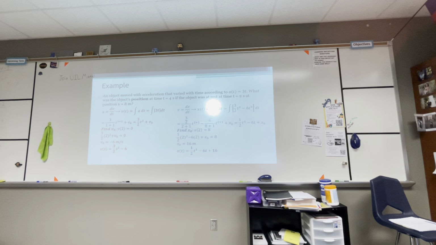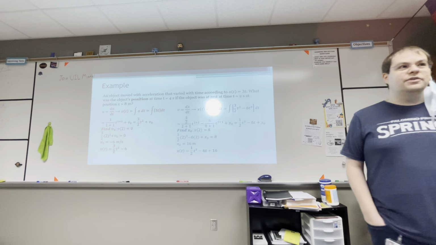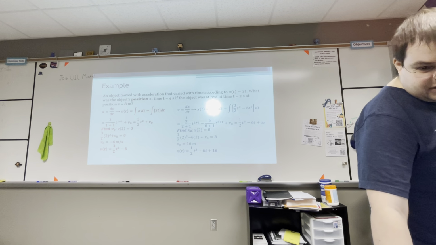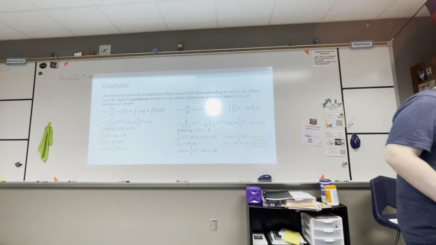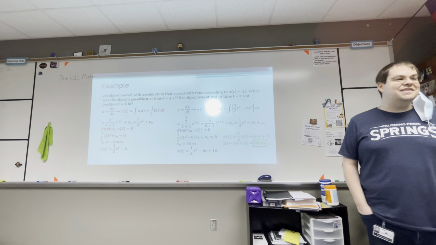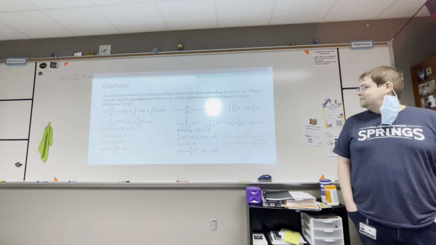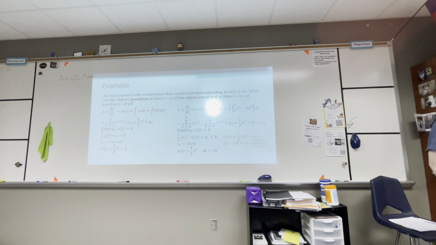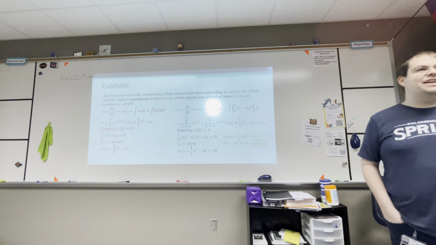But we're not done yet. We still got one more thing to do. We need to figure out what was the position at 4 seconds. So now we just need to plug in 4 for time and solve for our position. Plug in 4 for time. We get a final position of 24 meters. So this would be kind of the most complicated you would get in this unit. Fairly straightforward. Any questions on that, guys?